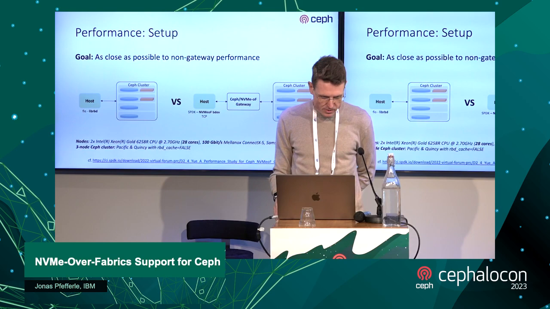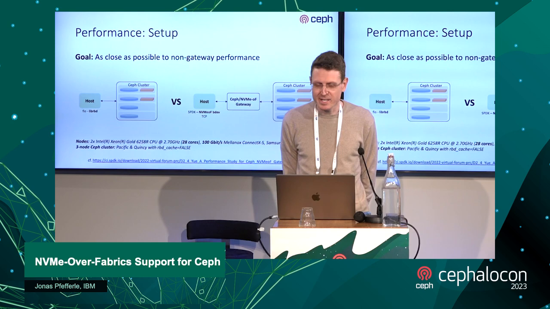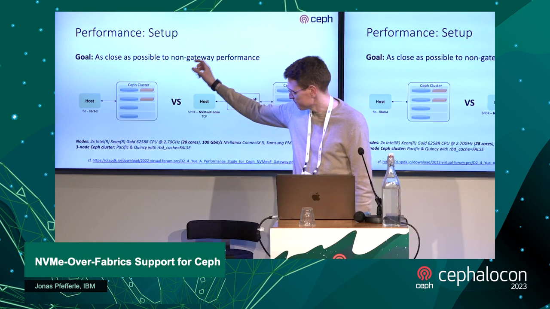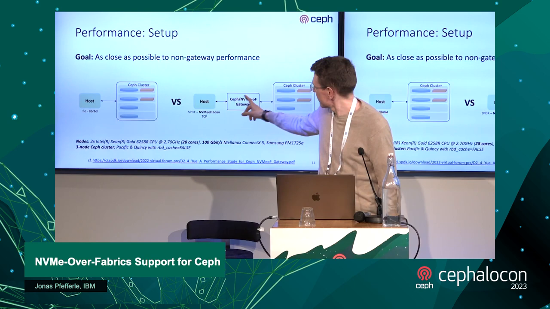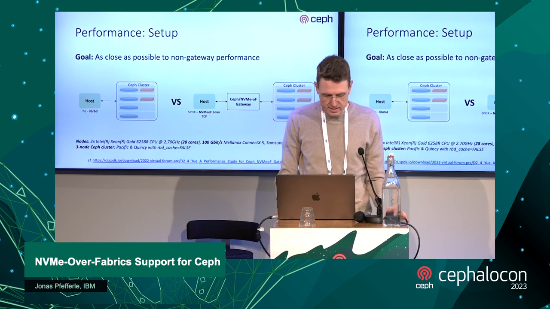Okay, so let's talk about some performance numbers. Basically the goal is, as always, you want to come as close as possible to a non-gateway solution. The first one I'm showing here compares two configurations: one where we just have a host running libRBD, and then the host that runs an NVMe-OF initiator with the Ceph gateway and the Ceph cluster, right? So these are the two basic configurations.